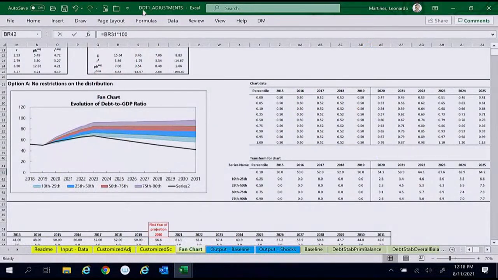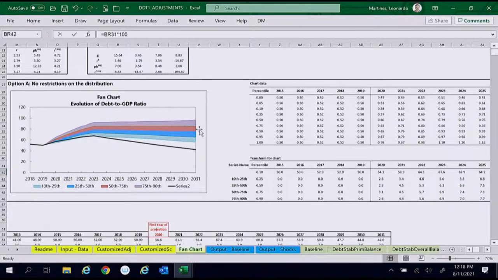The Ministry of Finance of Macroland asked us to present a probabilistic analysis of the projected evolution of the public debt ratio in the country. We can prepare this analysis using our DDT file, DDT1 adjustments. We will base our analysis on the results produced in the fan chart worksheet.